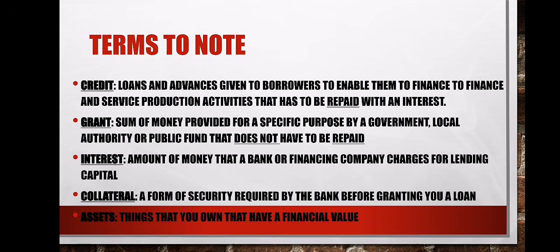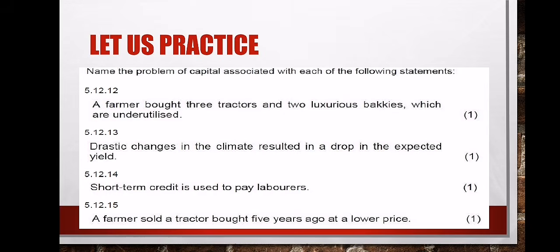Then we have assets. We have highlighted assets, whereby we say things you own and they have a financial value. That's what we highlighted. I know that I have taken a lot of time, but allow me to look at these few questions.